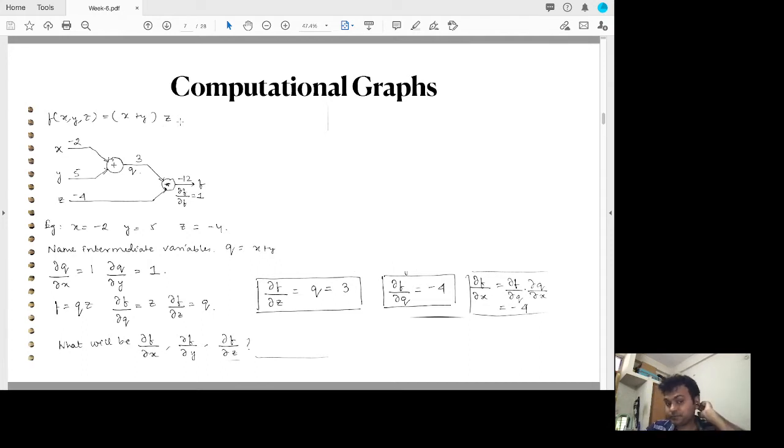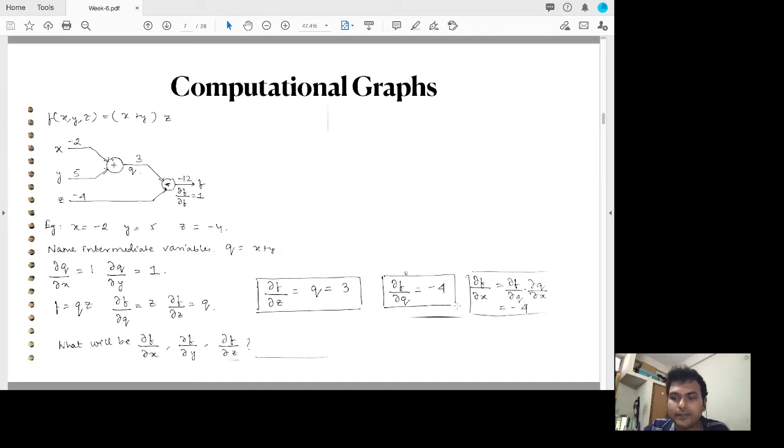Z, sir. I did not hear you. What did you say? Z. And what is the value of z in this example? -4. Exactly, and that is the exact same thing that you are getting here.